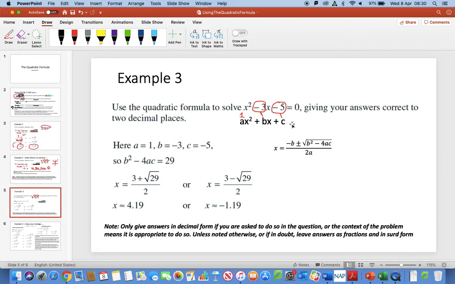Okay, let's look at example 3. So this example, we want to solve x squared minus 3x minus 5. Now here it says give your answers correct to 2 decimal places.